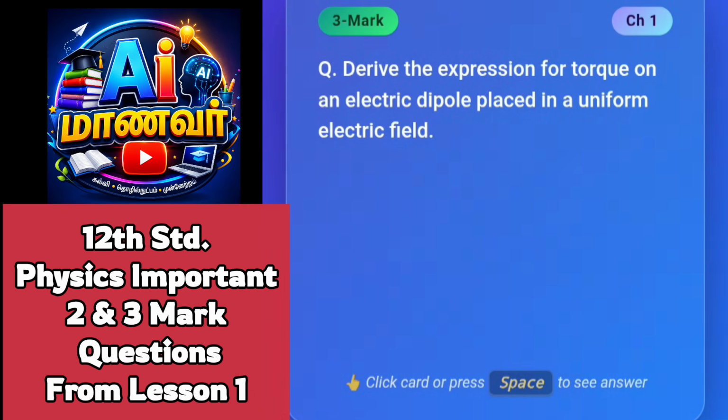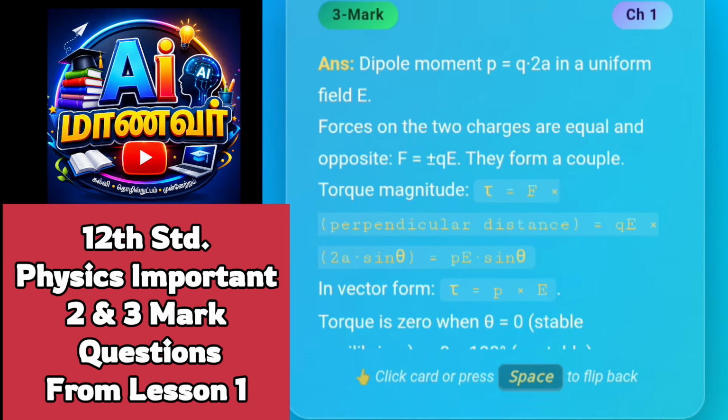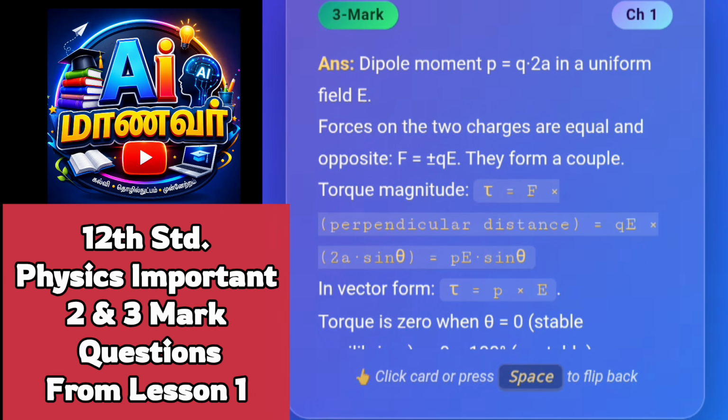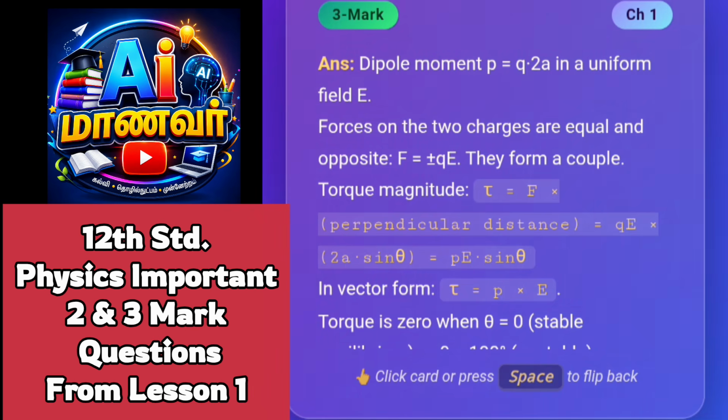Dipole moment p is equal to q dot 2a in a uniform field E. Forces on the two charges are equal and opposite, F is equal to plus or minus qE. They form a couple. Torque magnitude is equal to F into perpendicular distance is equal to qE into 2a sin theta equals pE sin theta. In vector form, torque is equal to p cross E. Torque is 0 when theta is equal to 0, stable equilibrium, or theta is equal to 180, unstable equilibrium. Potential energy U is equal to minus pE cos theta.